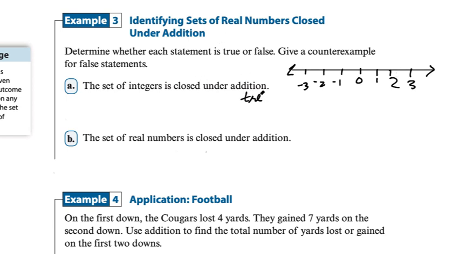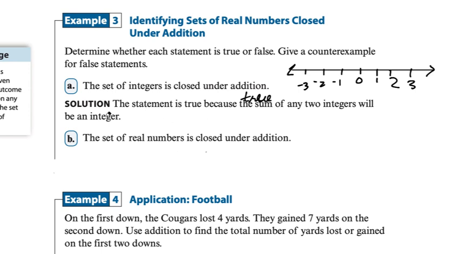So I don't have what they're asking for, which is a counterexample. This is a true statement, and that's what the text said here. The statement is true because the sum of any two integers will always be an integer. Well, let's try this next one.